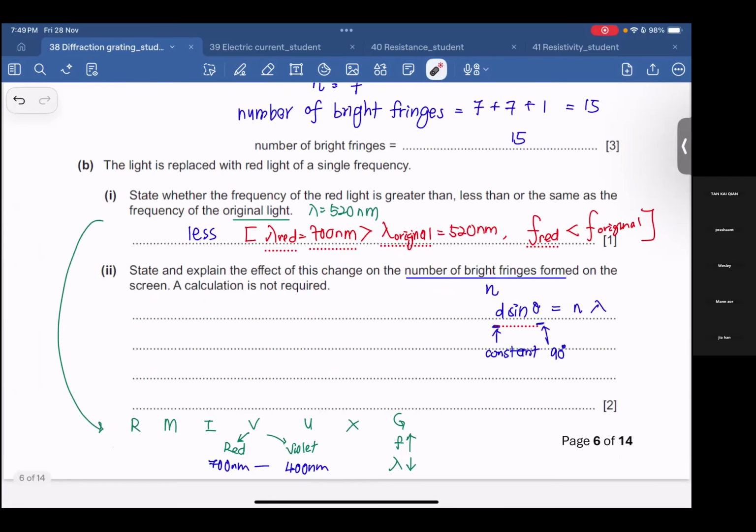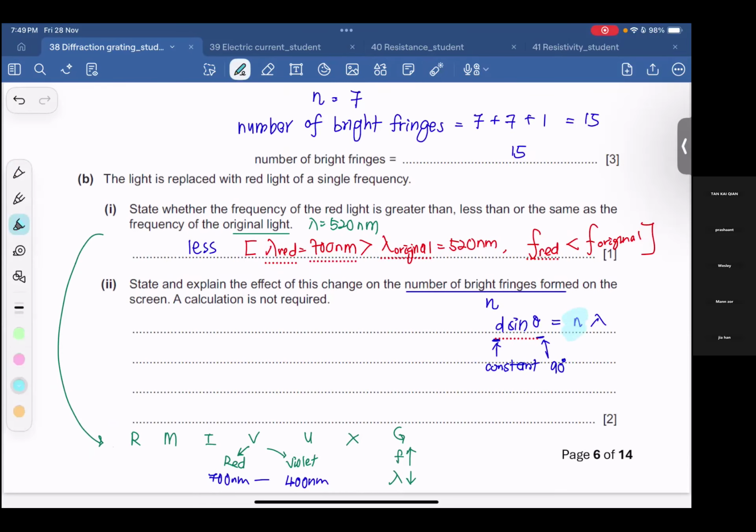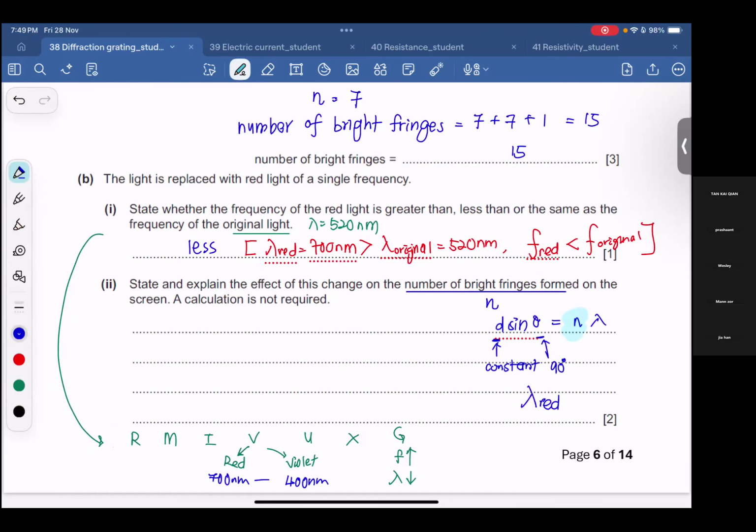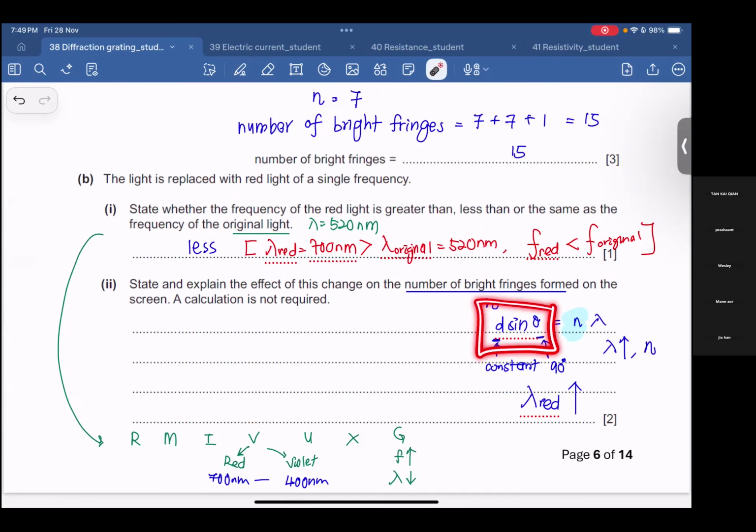Okay, so now the problem is what happened to your N when you change to red color? As I told you, for red color you are using a longer wavelength right now. So when your wavelength is longer, what happened to your N? This part is constant, nothing changed. The whole setup is not changed, but now your wavelength becomes longer. In order to get back the same constant value, what happened to your N?